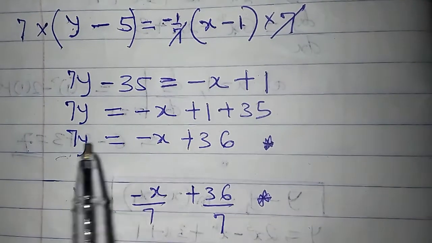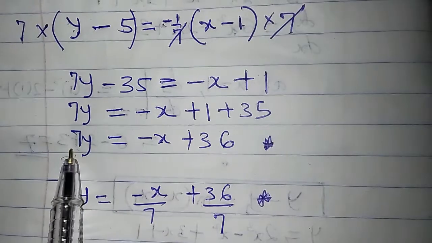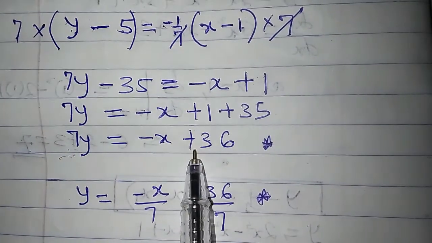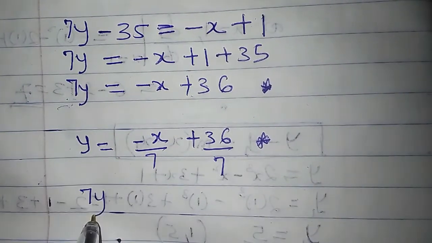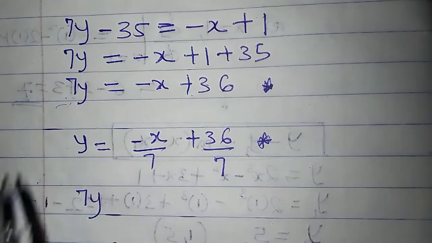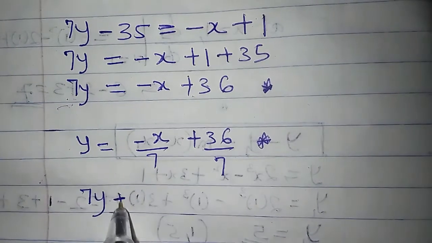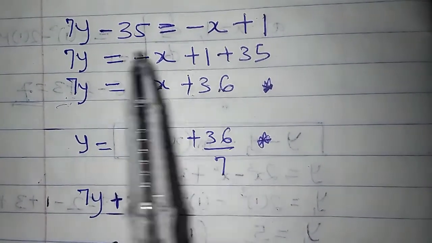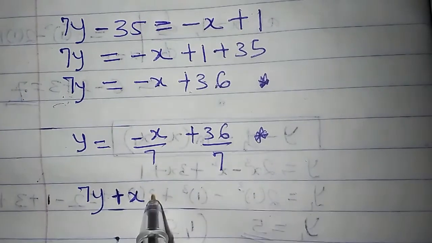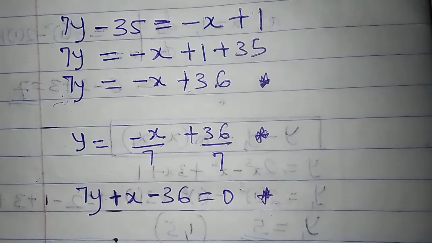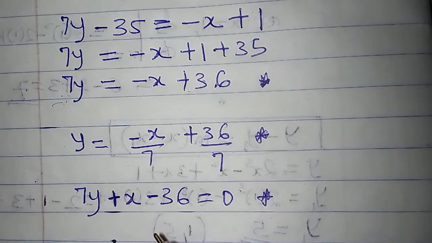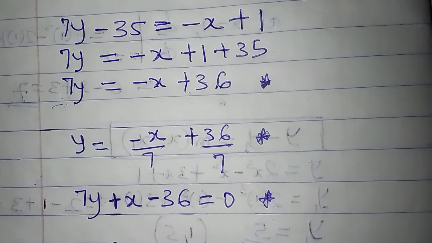Or I can move these two terms to the left and set the right to 0. That is, 7y; minus x will cross and turn to plus x; 36 will cross and turn to minus 36. Minus 36 is equal to 0. So if I leave it like this, I'm still correct. Whichever one I choose is the equation of the normal. I hope you get it.